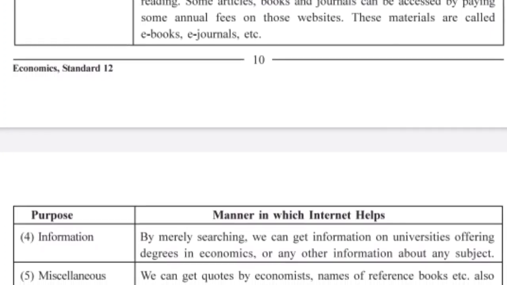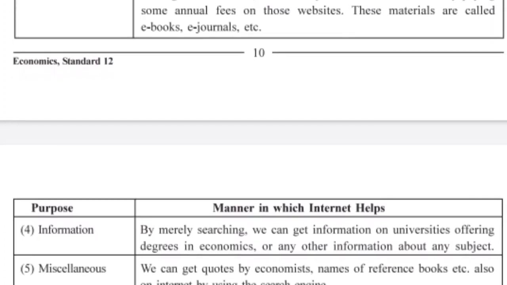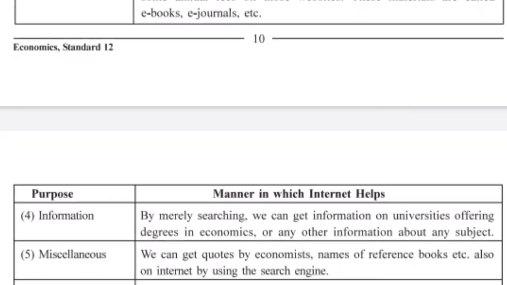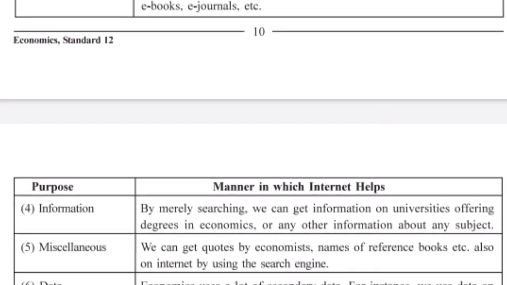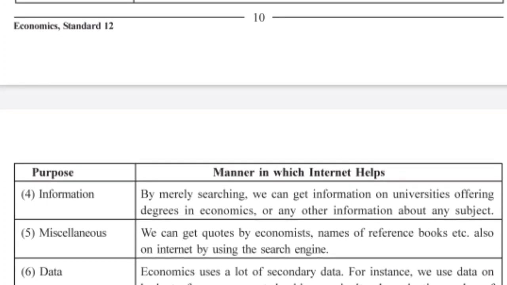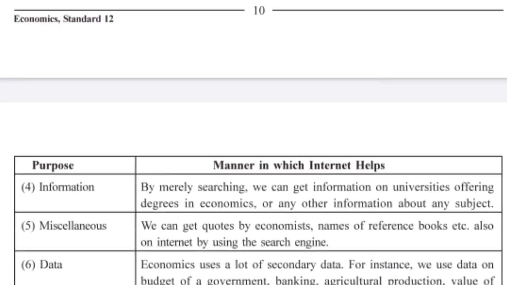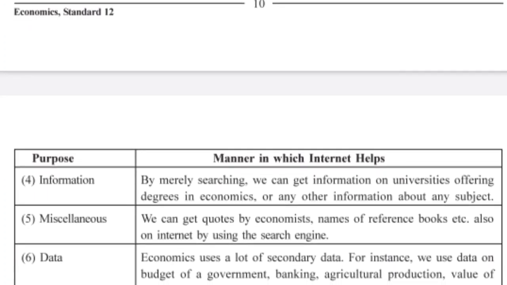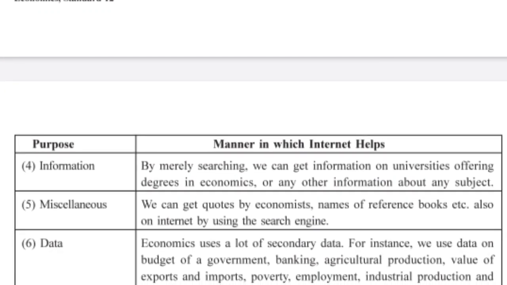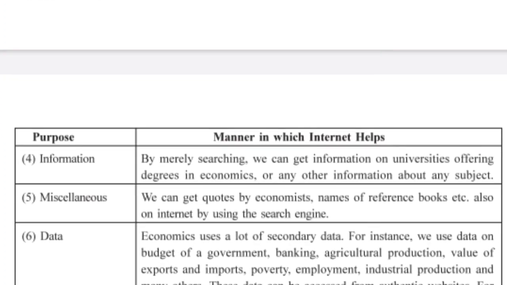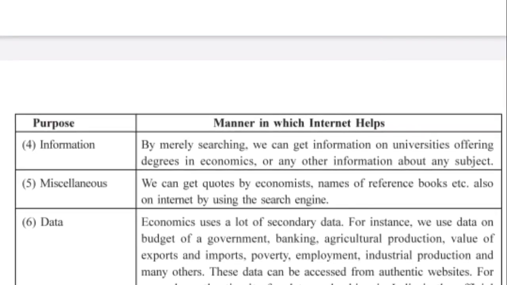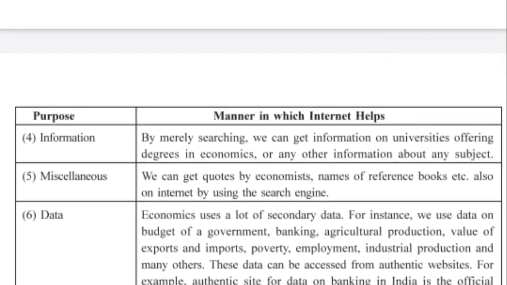Yes, economics uses a lot of secondary data. For instance, we use data on the budget of government, banking, agricultural production, value of exports and imports, or any international market system. So you can easily get data from the internet. For example, CSO, NSSO, WHO, UNO, IMF, World Bank, etc., the research institutions after doing comprehensive research. These are the uses of internet technology.